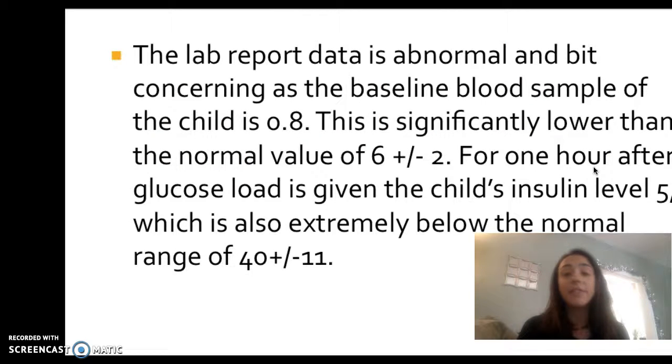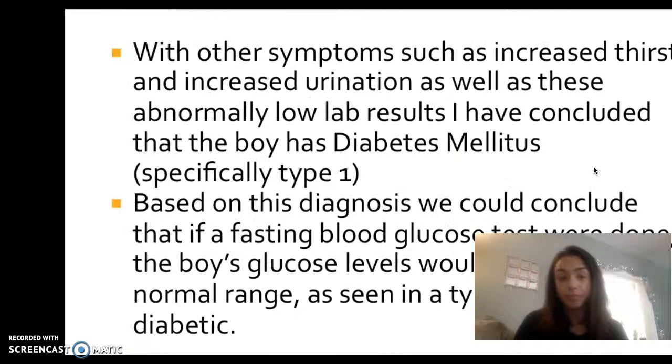So what is this information likely to suggest about the underlying biological basis of the patient's symptoms? As I just explained, the lab report data is abnormal and a bit concerning, as the baseline blood sample of the child is 0.8, and that's significantly lower than the normal value. And for 1 hour after glucose loading, the patient's level is about 5, which is also below the normal range.